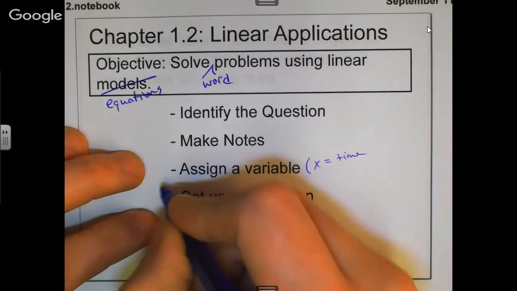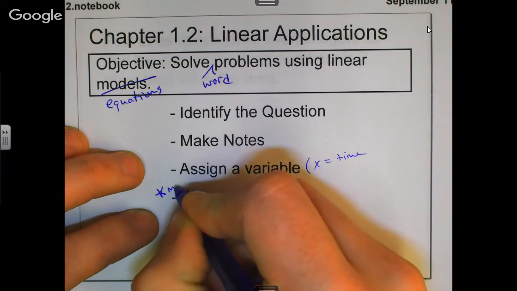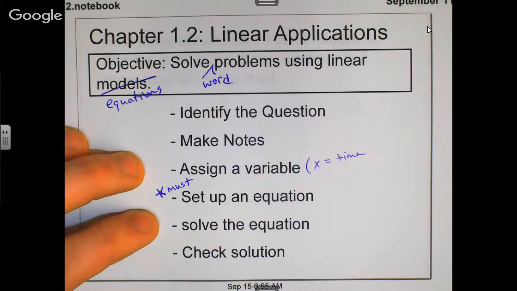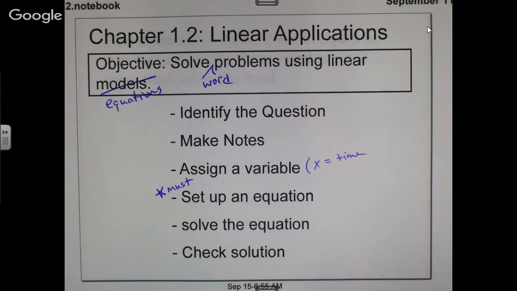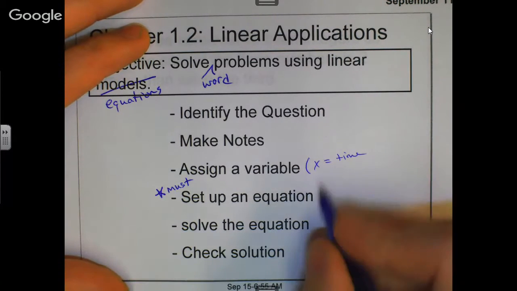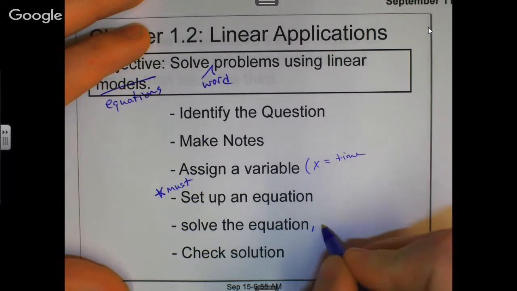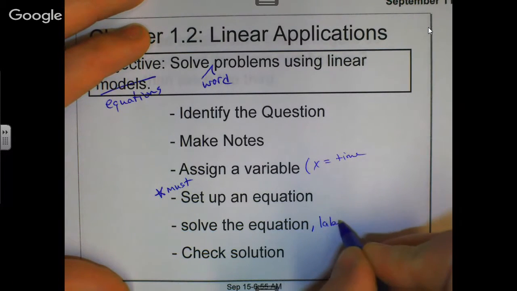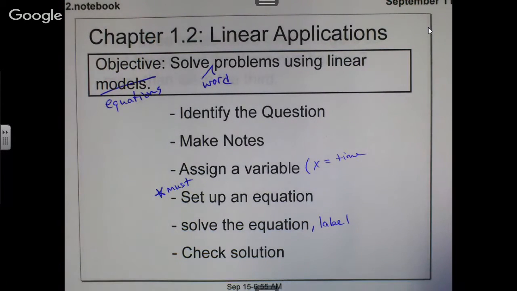Now you're going to set up an equation. This is a must. I'll be looking for your equations when I grade your tests or quizzes. You're going to solve the equation and get an answer and label it. Again, if you don't have a label, it is wrong. And then if you feel like you need to, definitely check your solution.